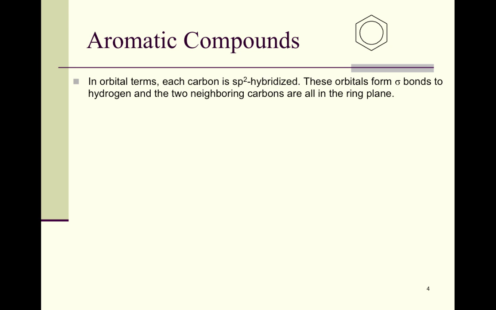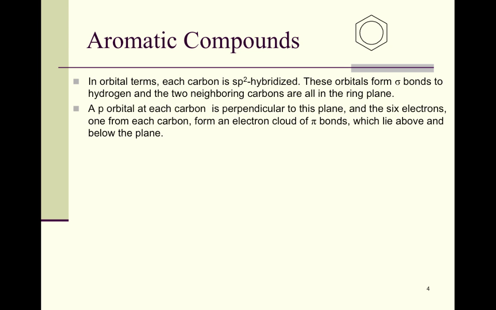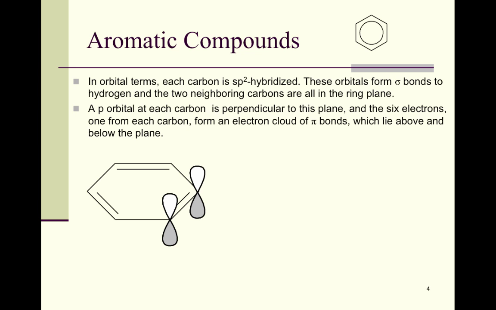In orbital terms, each carbon is sp2 hybridized. These orbitals form sigma bonds to hydrogen, and the 2 neighboring carbons are all in the ring plane. A p orbital at each carbon is perpendicular to this plane, and the 6 electrons, 1 from each carbon, form an electron cloud of pi bonds which lie above and below the plane. The way that I will represent that is by putting on my drawing the pi orbitals above and below the plane around each double bond.